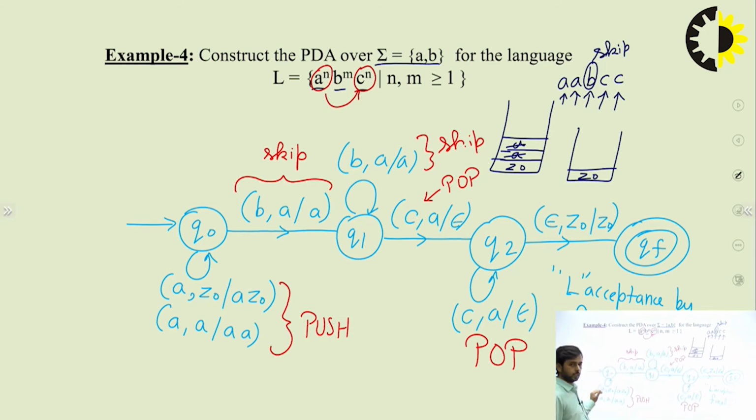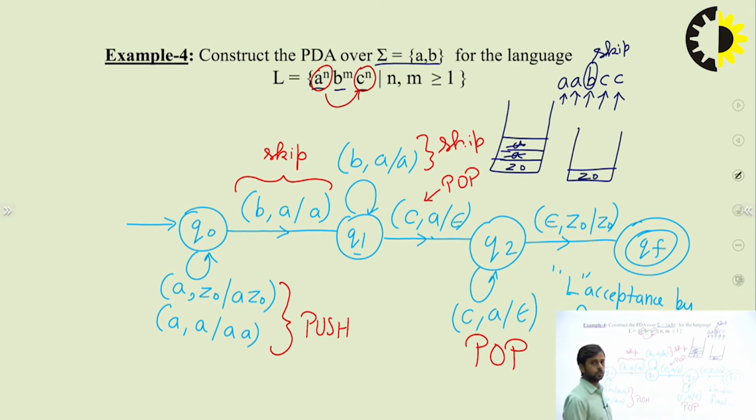When A is the input, top of the stack is Z node, we keep on pushing. When A is the input, top of the stack is A, push A. When B comes, we skip. When all B's come, we skip all the B's. When C comes, we pop 1 A corresponding to 1 C, and we keep on popping. When all the string elements are over, then input is epsilon, top of the stack is Z node, we keep it as Z node, and we reach the final state.